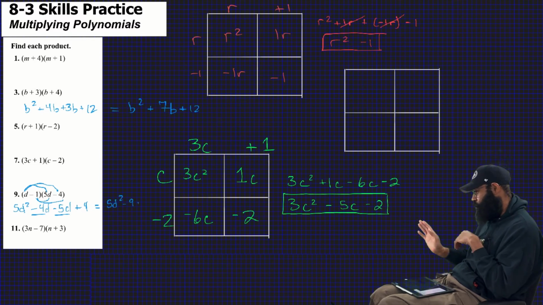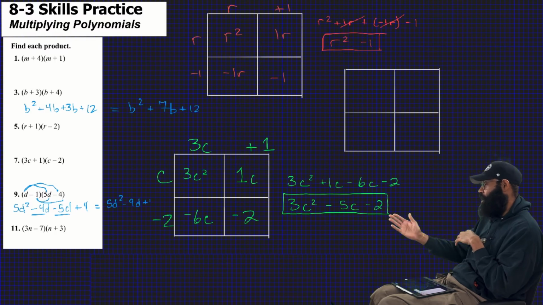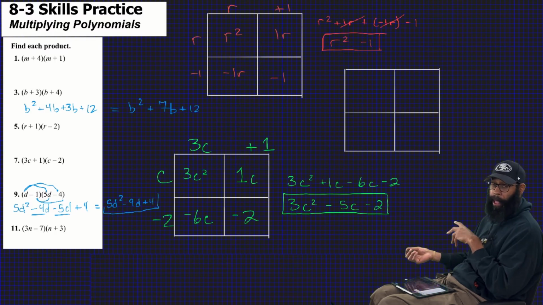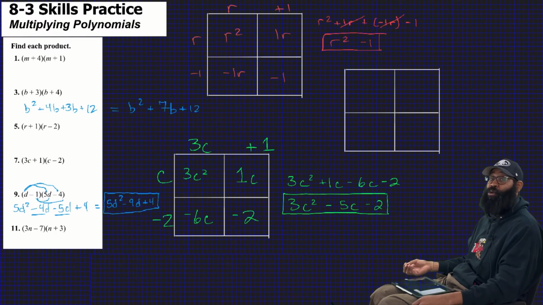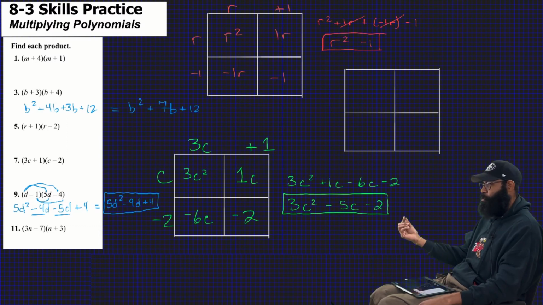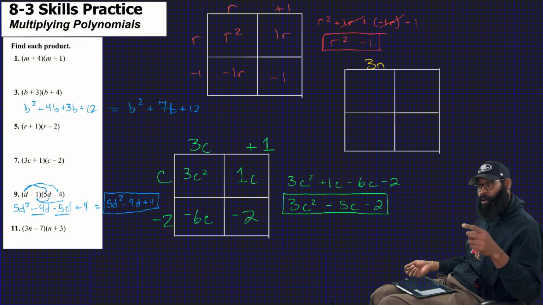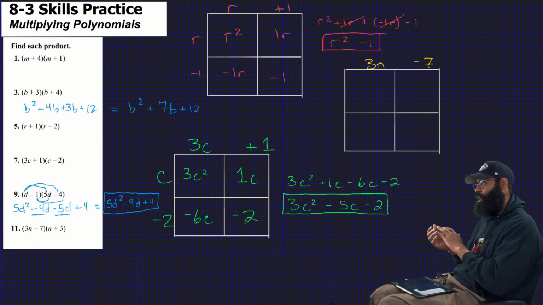But then in those 4 terms, you most likely can collect some of those terms. So again, guys, we have the middle terms and we collected them. 4 and 5 give me 9. It's negative 4d, negative 5d, we get negative 9d.